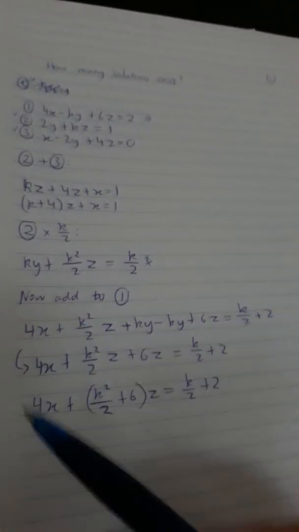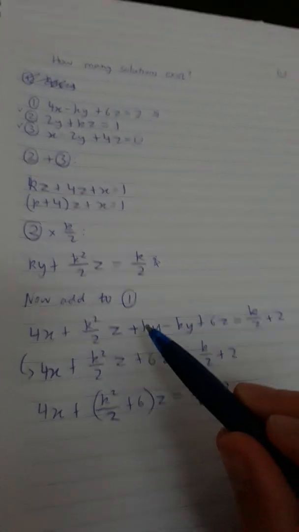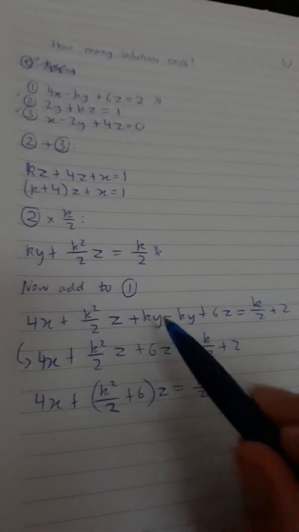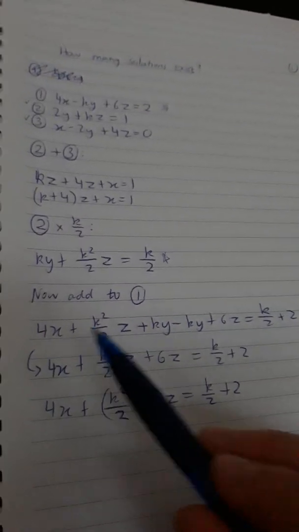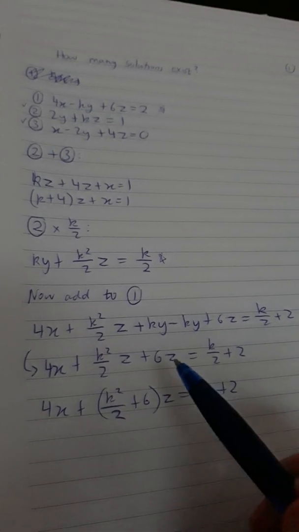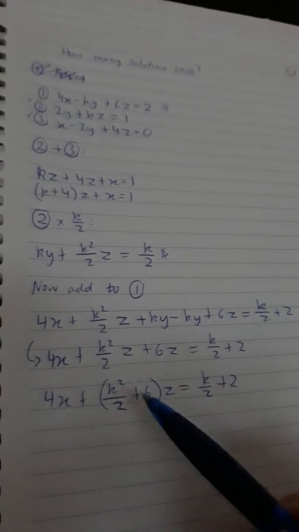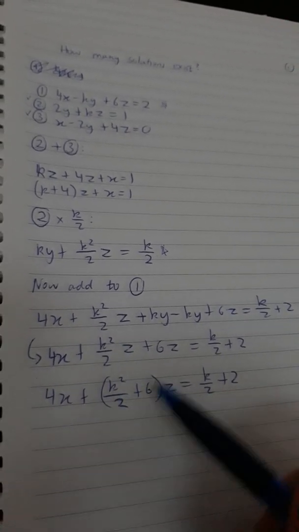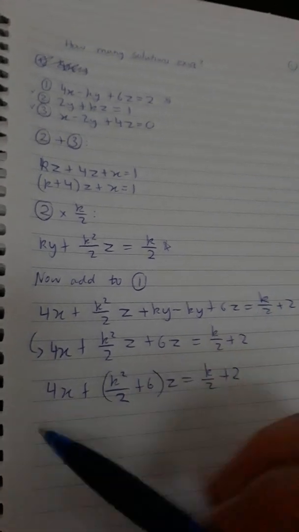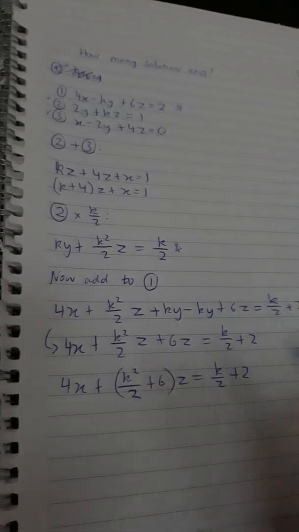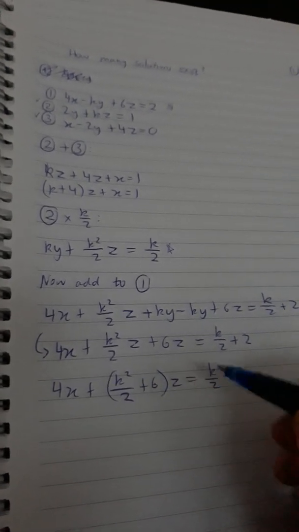So now we simplify this equation, so plus ky, take away ky equals 0y, so we don't need to write that anymore, so we've just got 4x plus k squared on 2z plus 6z equals k on 2 plus 2. Now, you can write these in brackets, so we bring the terms together. 4x plus, in brackets, k squared on 2 plus 6, close brackets, z, so this all times by z, equals k on 2 plus 2. Okay, that's part 1.